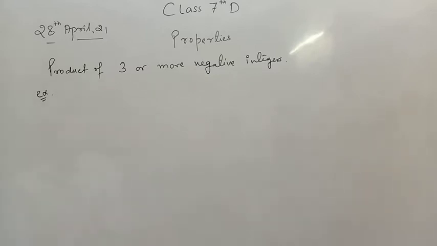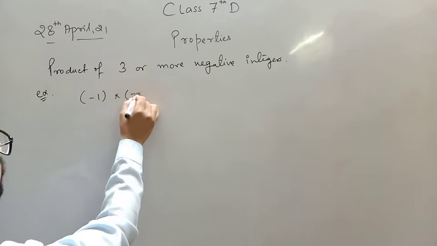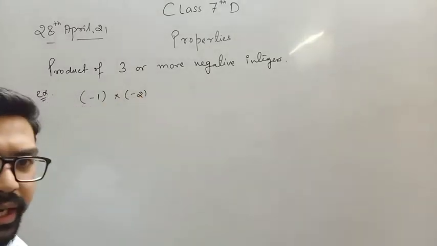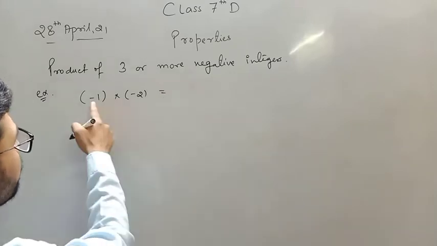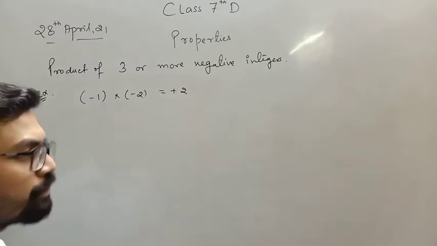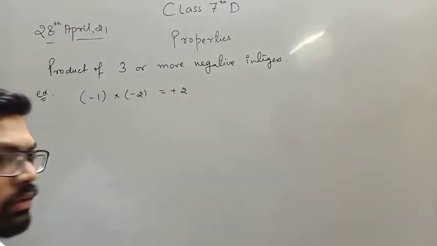Now let's take one example. First, let's say I have one integer -1 into -2. So this is a simple multiplication of two integers. What result will I get? Minus minus plus, and 1 2s are 2. From here I'll give you one observation also.